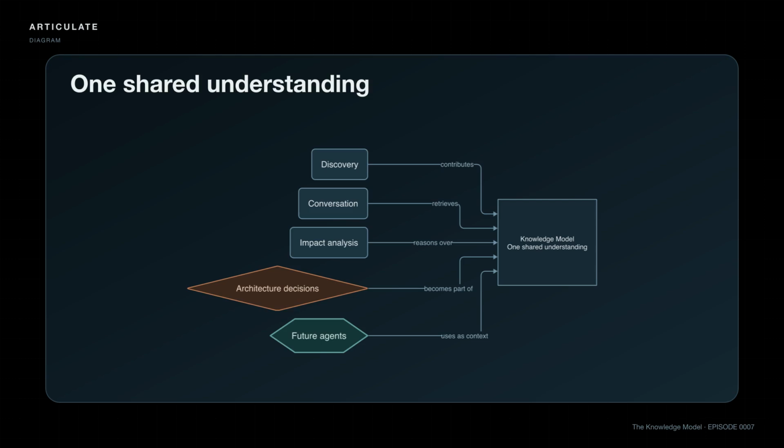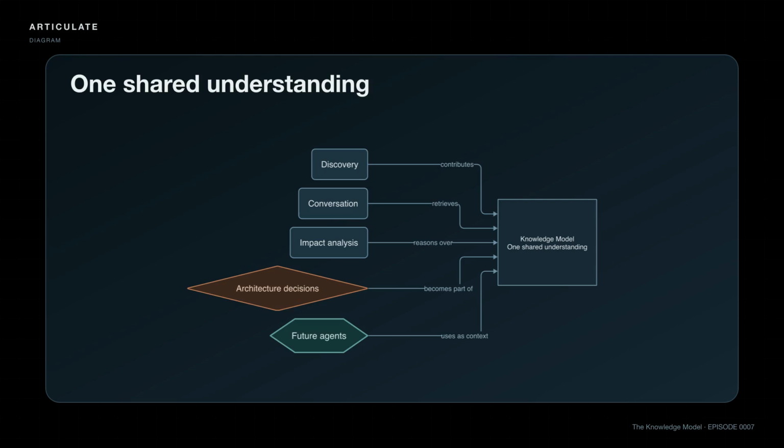Discovery adds to it. Conversations retrieve knowledge from it. Impact analysis reasons over it. Architecture decisions become part of it. Future AI agents use it as context for their own reasoning. Instead of every capability maintaining its own understanding of the architecture, they all work from the same shared model.